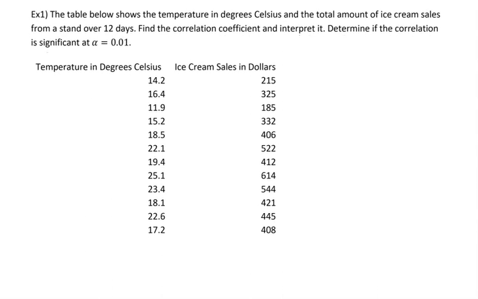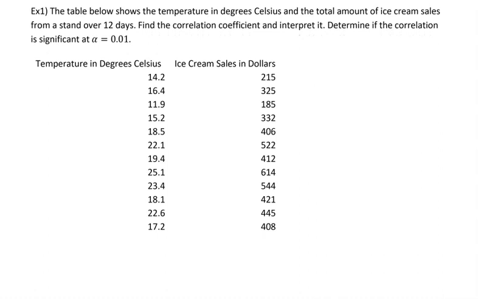For example 1, the table below shows the temperature in degrees Celsius and the total amount of ice cream sales from a stand over 12 days. Find the correlation coefficient and interpret it. Then determine if the correlation is significant at alpha equals 0.01. We'll talk about that part last, but for now, let's head over to Excel, get all of this information in there, and figure out how to get that correlation coefficient as well as a scatter plot to be able to visualize it a little bit better.